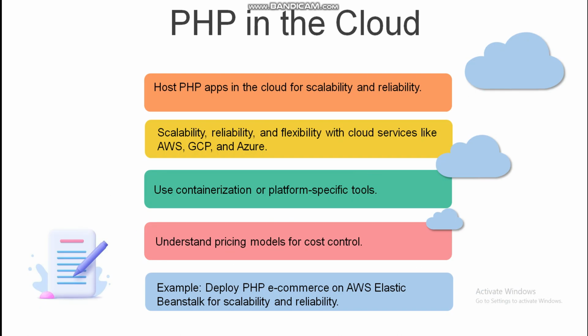Moving on, PHP in the cloud. PHP apps in the cloud offer scalability, reliability, and flexibility with cloud services like AWS and GCP also. Use containers for platform-specific tools, and pricing models for cost control. For example, deploying a PHP e-commerce site on AWS Elastic Beanstalk for scalability and reliability.